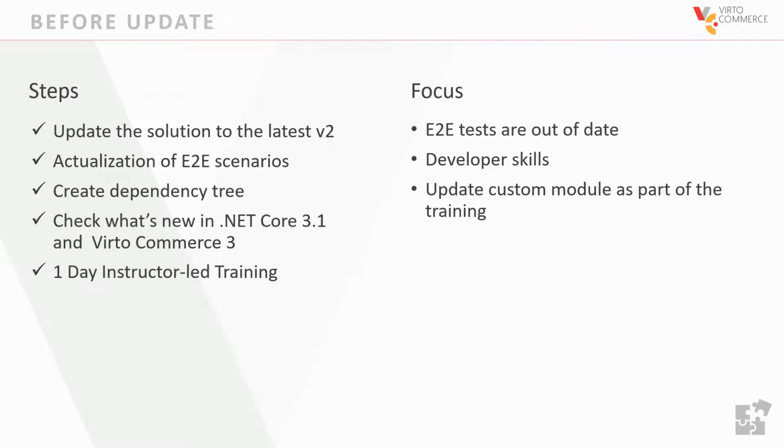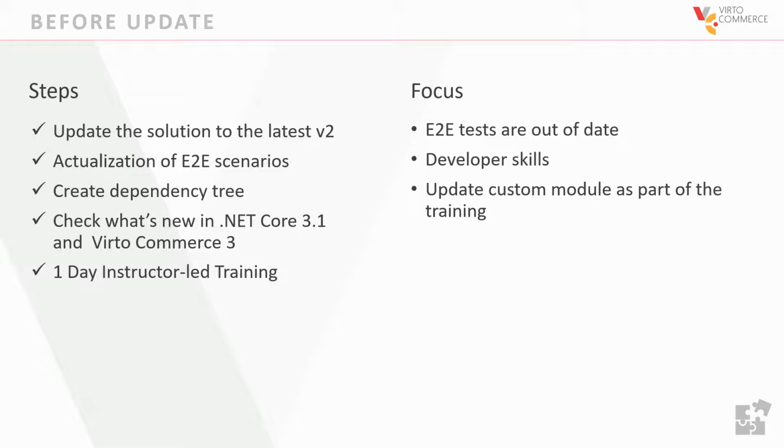In order to be productive, we spent 3 days on preparations just before the update. We updated the Virto Commerce platform and the modules to the latest version. To control the regression, we actualized E2E scenarios for critical business processes. We did 12 back-end tests and 38 front-end E2E tests. In parallel, we created a dependency tree between the custom modules and prioritized the sequence of the modules to be updated.